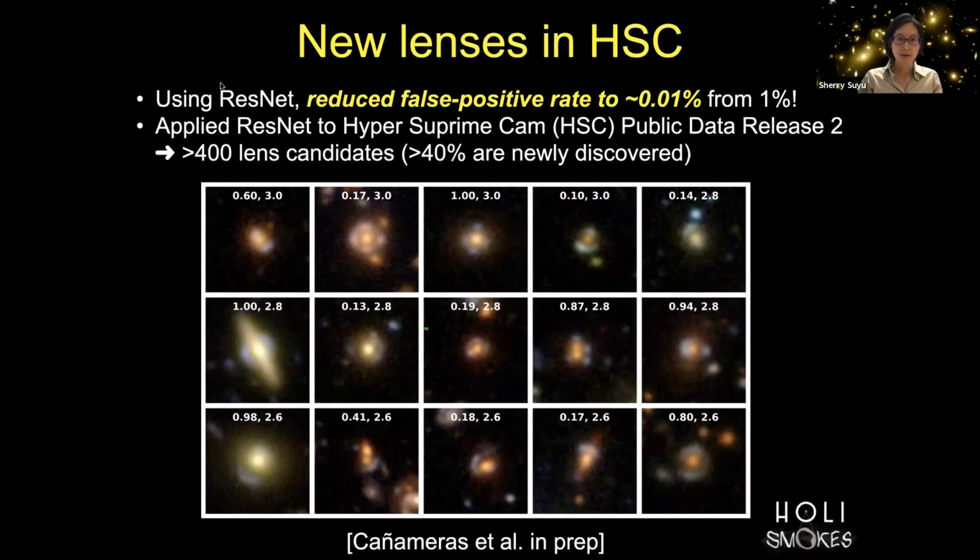By using ResNet with such a low false positive rate, we can apply this systematically to the Hyper Suprime-Cam HSC public data release without much pre-selection at the catalog level. By doing so, we obtain more than 400 lens candidates, and about 40 of which are newly discovered. Shown here are some of the new lens candidates that we have obtained from HSC. These are the systems and the work led by Raul Cañameras here.